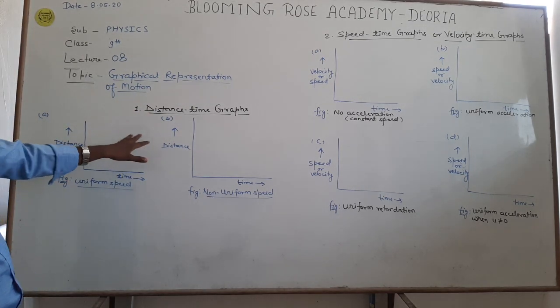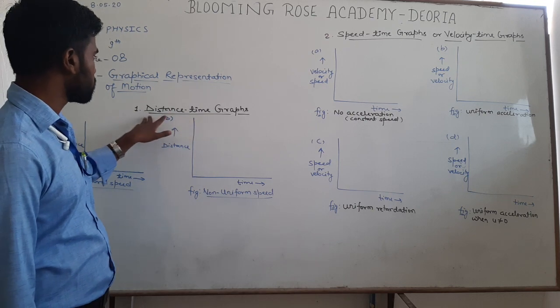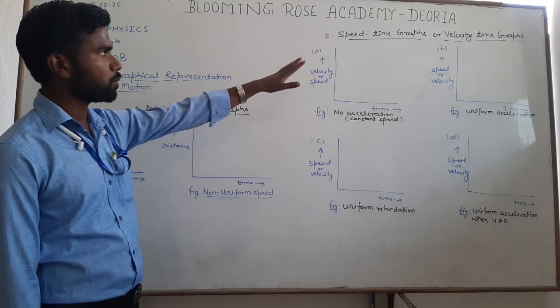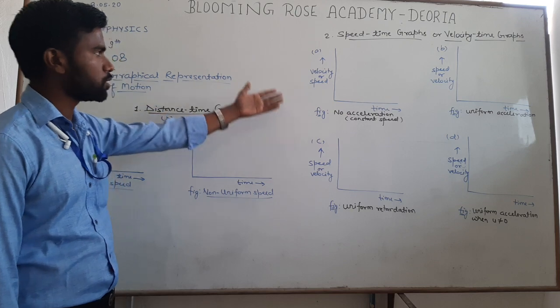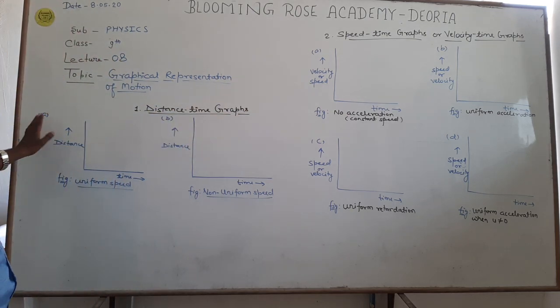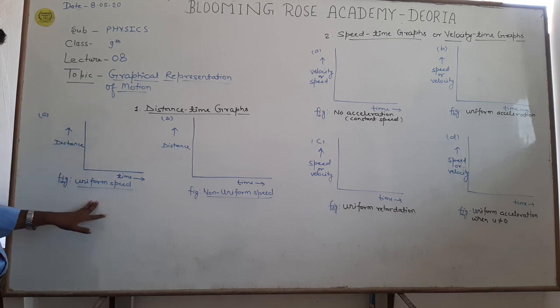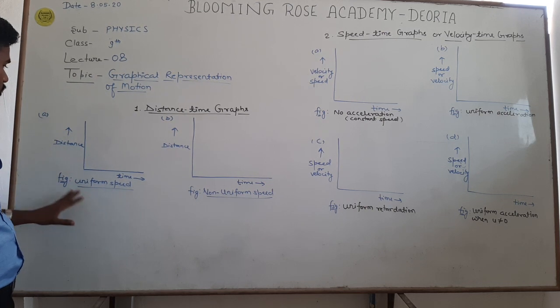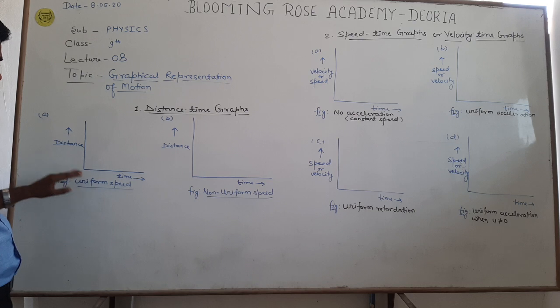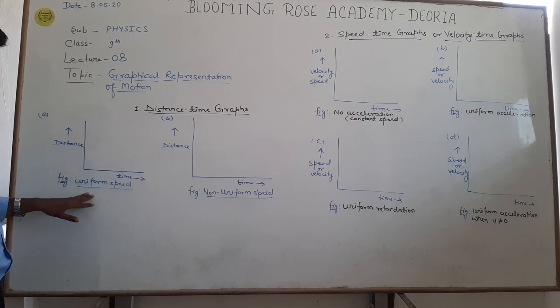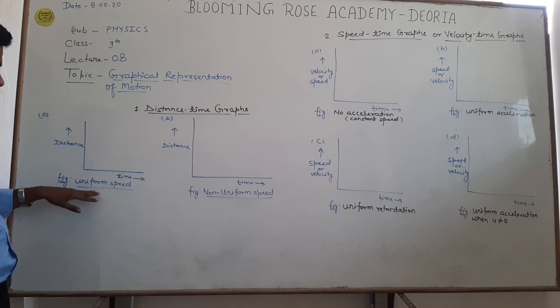Here some distance-time graphs and speed-time or velocity-time graphs are drawn on this whiteboard. First of all, we have to talk about the distance-time graph of uniform speed. Means in our graphical representation, how can we demonstrate uniform speed? According to the definition of uniform speed.